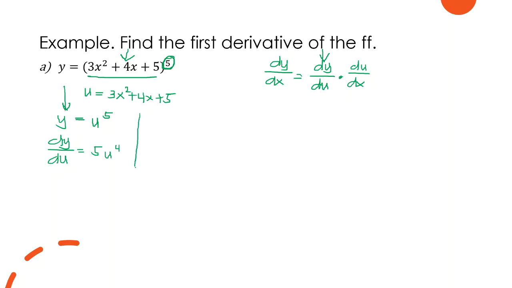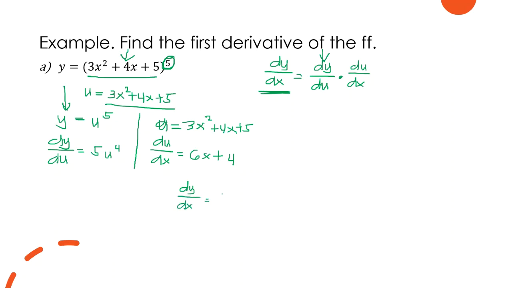Now for du with respect to dx, we have this as our u, 3x squared plus 4x plus 5. So du over dx is equivalent to 6x plus 4, since the derivative of 3x squared is 6x, the derivative of 4x is 4, and the derivative of 5 is 0. Basically, this is now our dy over du and du over dx. To get dy over dx, or the derivative of y, we multiply dy over du, which is 5u raised to 4, with du over dx, which is 6x plus 4.